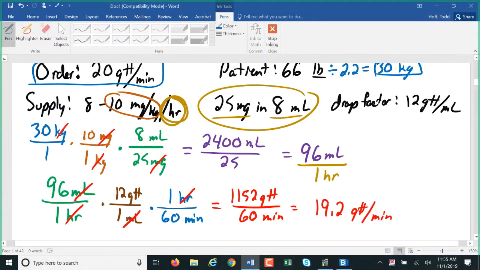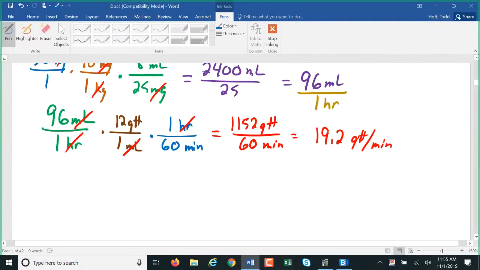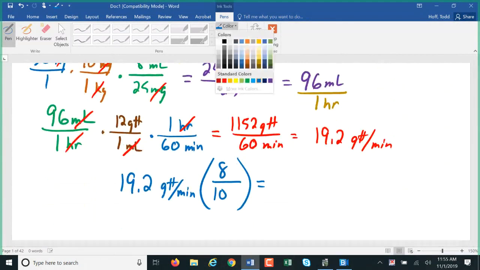That is the maximum dosage for this patient. Let's find the minimum dosage. We can titrate drops per minute, just like we can anything else. It's 19.2 drops per minute. That was calculated using 10 milligrams per kilogram. We want to change it to what it would be for 8 milligrams per kilogram.